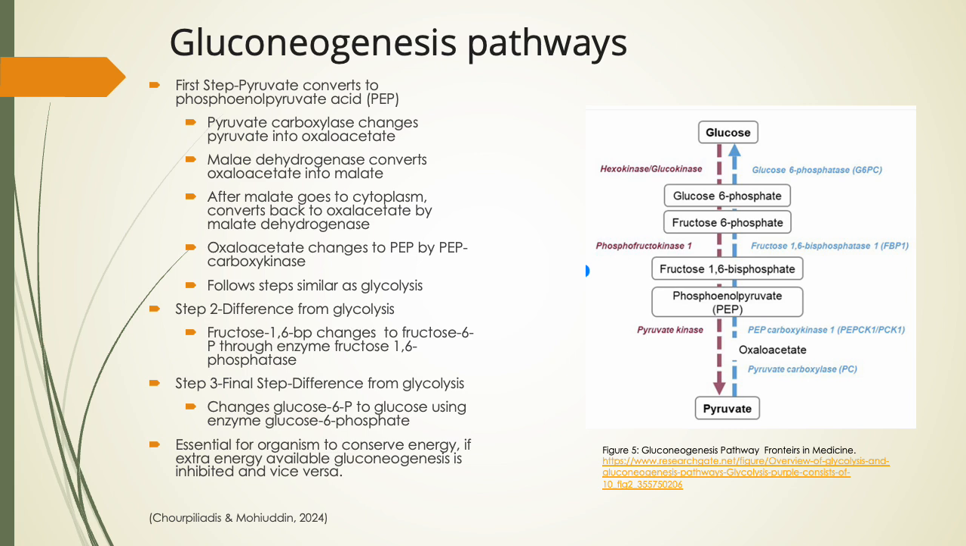The second step that is different from glycolysis is that it changes fructose 1,6-BP to fructose 6-P through the enzyme fructose 1,6-phosphatase. The same enzyme, phosphoglucoisomerase, used in glycolysis converts fructose 6-P to glucose 6-phosphate. The final step, where it differs from glycolysis, is that it changes glucose 6-P to glucose, utilizing the enzyme glucose 6-phosphatase, located in the endoplasmic reticulum.